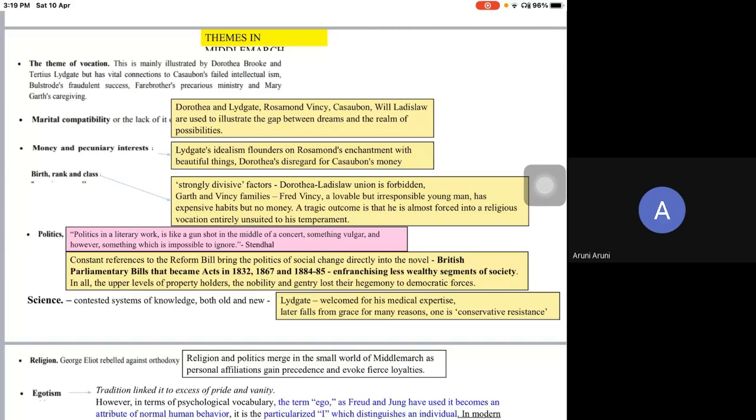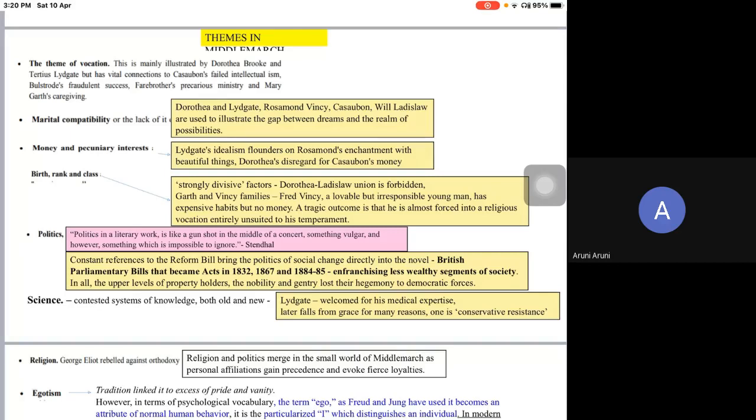Now, another theme that comes up here is marital compatibility, or rather marital incompatibility. Dorothea and Casaubon, Lydgate and Rosamond Vincy, Will Ladislaw are all characters that are used to illustrate the gap between dreams and the realm of possibilities, right? So none of the marriages that you see here actually work, right?